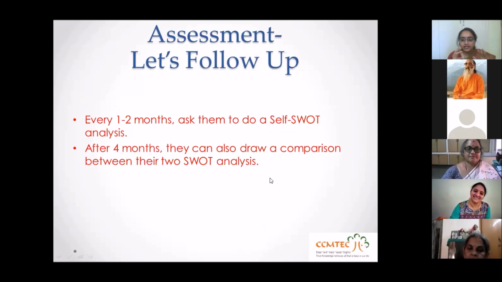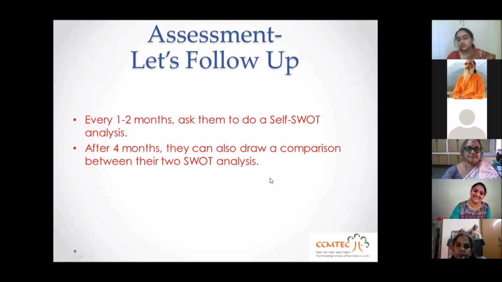SWOT analysis by itself is a little time-taking, because the child has to really think as to what are my strengths, what are my weaknesses, what are the opportunities that I have, and what is the threat that I see. So this itself would be a little time consuming for the child to think through and then write, but it is recommended that every 1 or 2 months we do it.